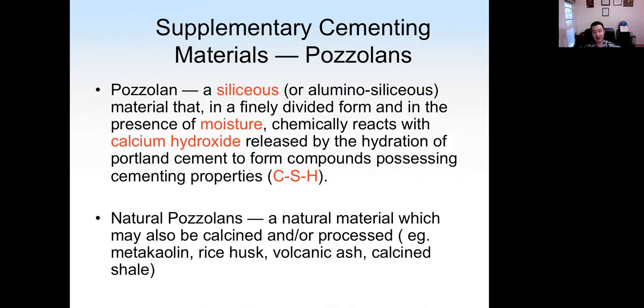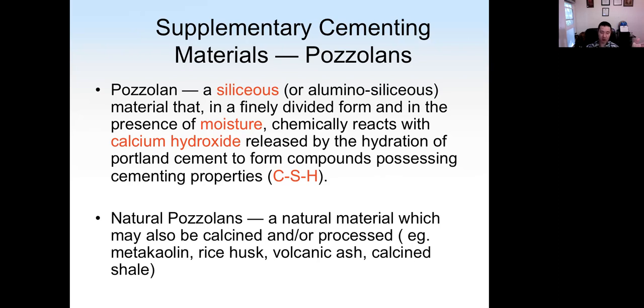And pozzolan is siliceous, sometimes also containing aluminum. Typically in finely divided form, together with moisture, it will chemically react with calcium hydroxide to generate CSH. So this is the classic pozzolanic reaction which we discussed earlier.